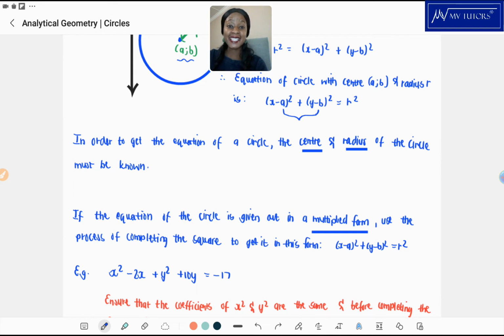Like I said, it's nice if your center is at the origin. That's sorted out. You can just get the radius. But if it's not at the origin, then you must get what the center is, and then you must get the radius, and then you can write down the equation of a circle.